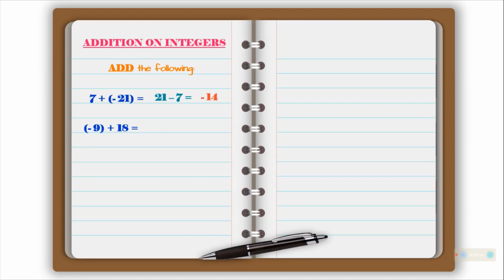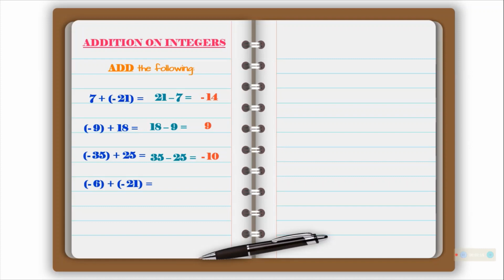So, they have also different signs. So, we will subtract 18 minus 9. Then, get the sign of the larger absolute value which is positive. Then, the answer is positive 9. Negative 35 plus 25, they have also different signs, so we will subtract 35 minus 25. The sign of the larger absolute value is negative, so the answer is negative 10.